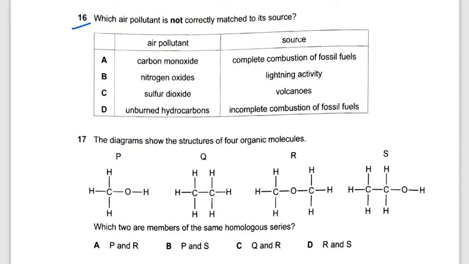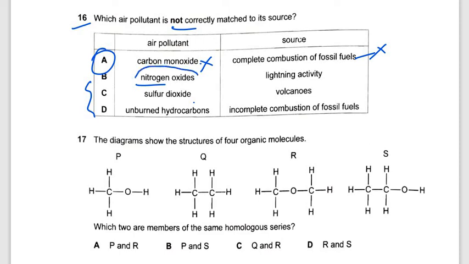Now question number 16. The air pollutant is not correctly matched with its source. So let's see, carbon monoxide from complete combustion? No, carbon monoxide is only produced when you have incomplete combustion. So here itself is wrong. So I think option number A is the only correct option you have. So write it down, because these have already been asked in previous O-level papers. This is a very important explanation.